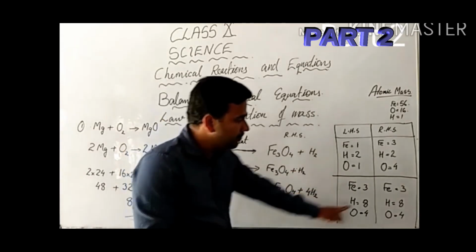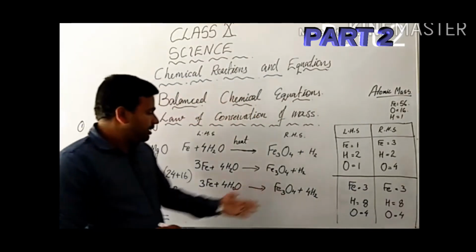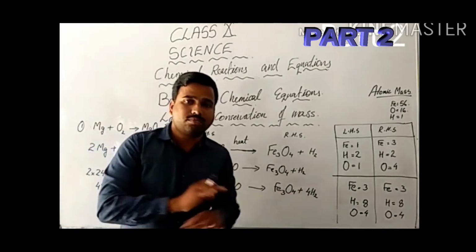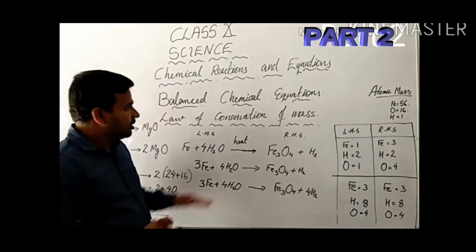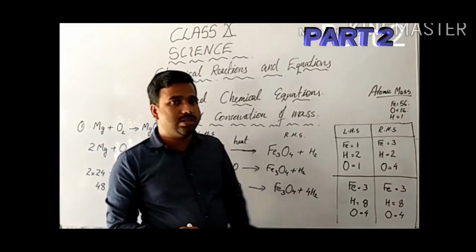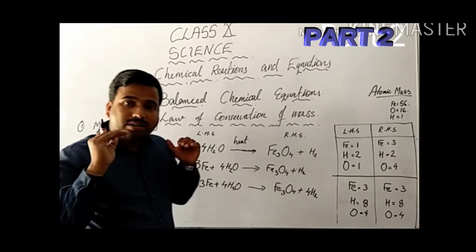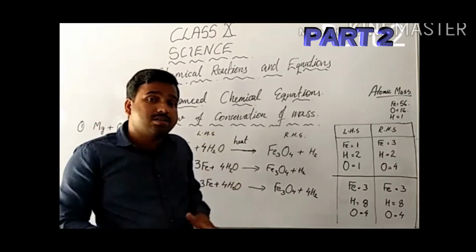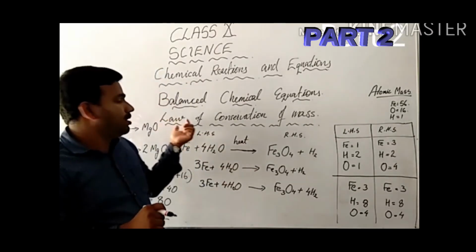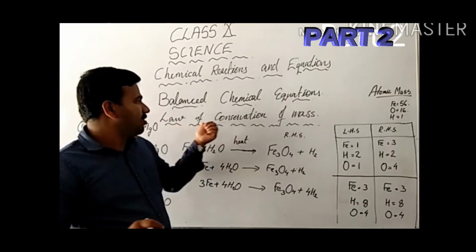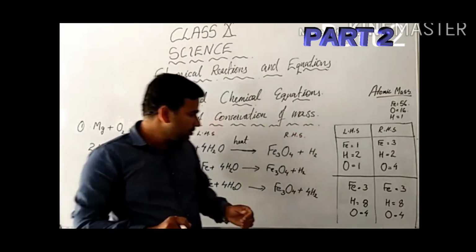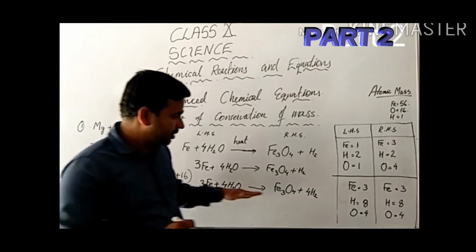So 8 atoms of hydrogen. So now the equation has become balanced. Clear? Such an equation is known as a balanced chemical equation. It is very essential to balance the chemical equation because we need to follow the law of conservation of mass. I hope it is clear.